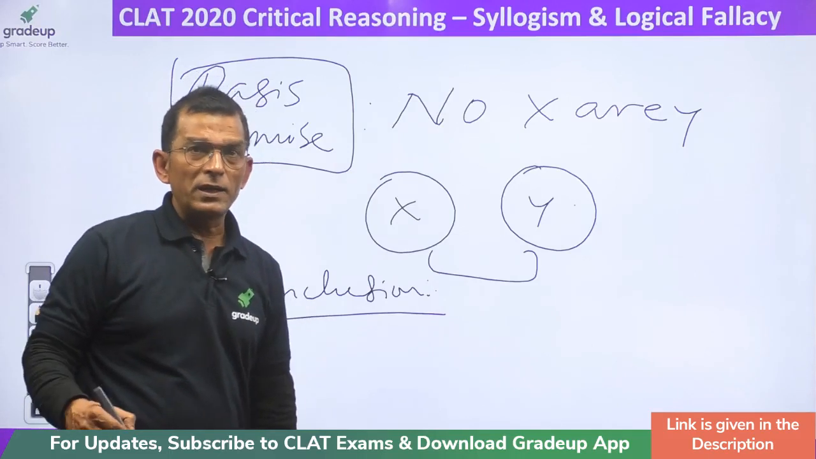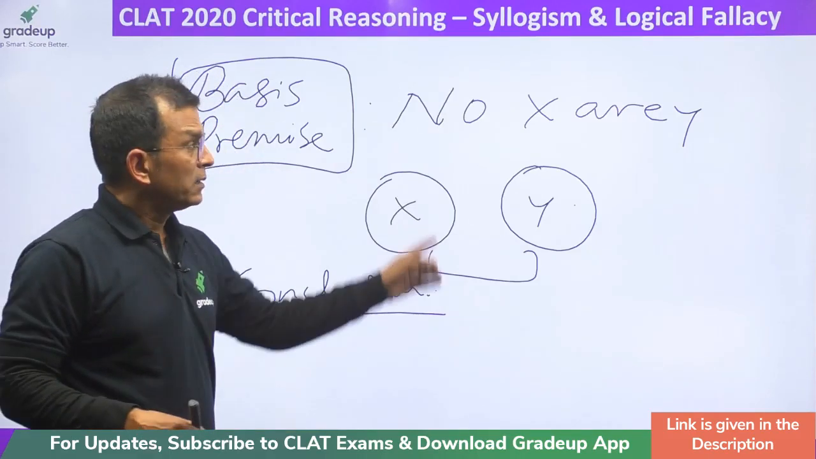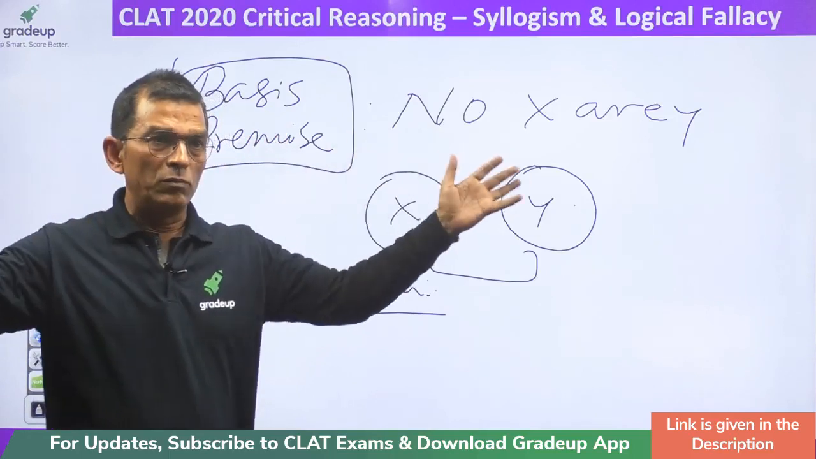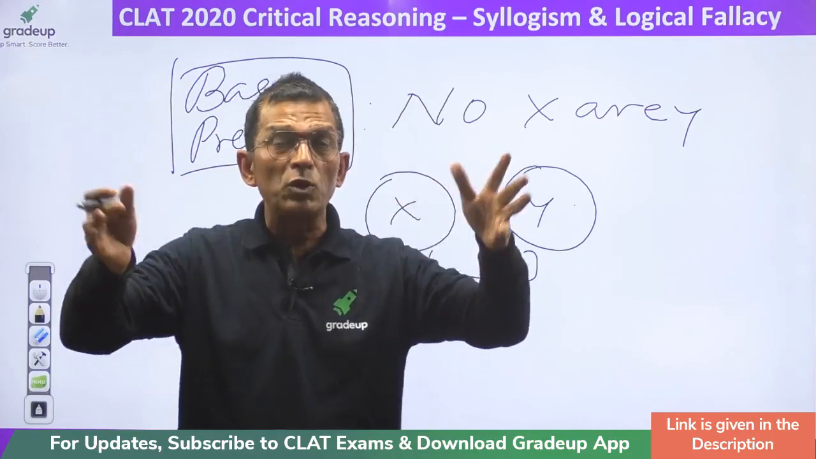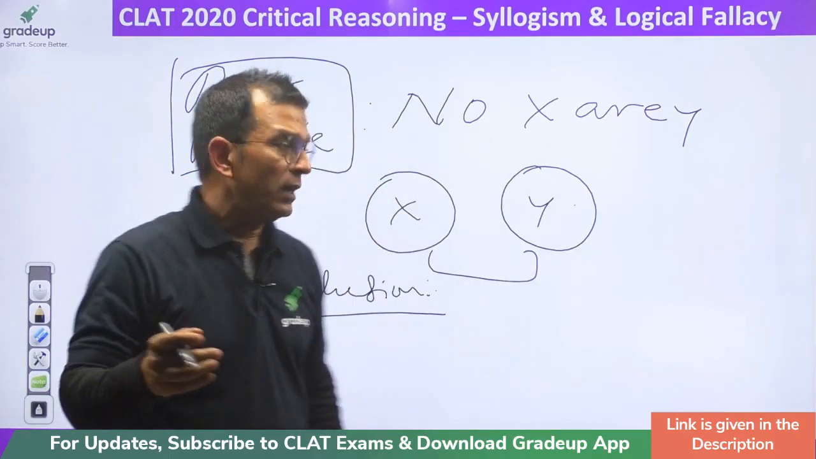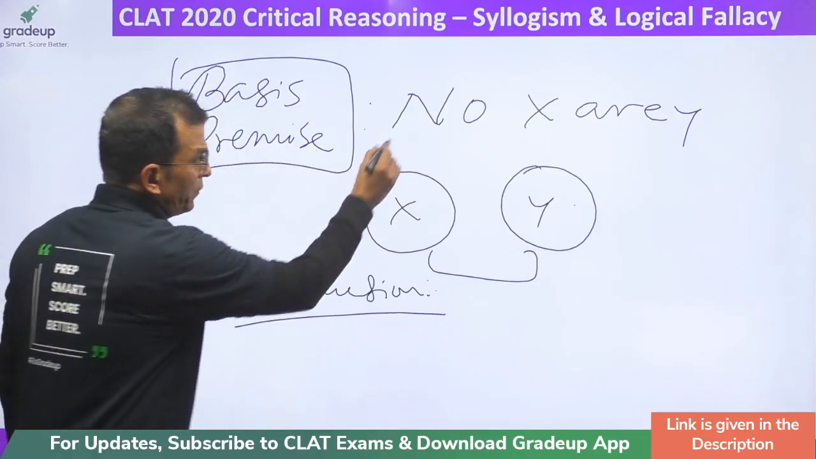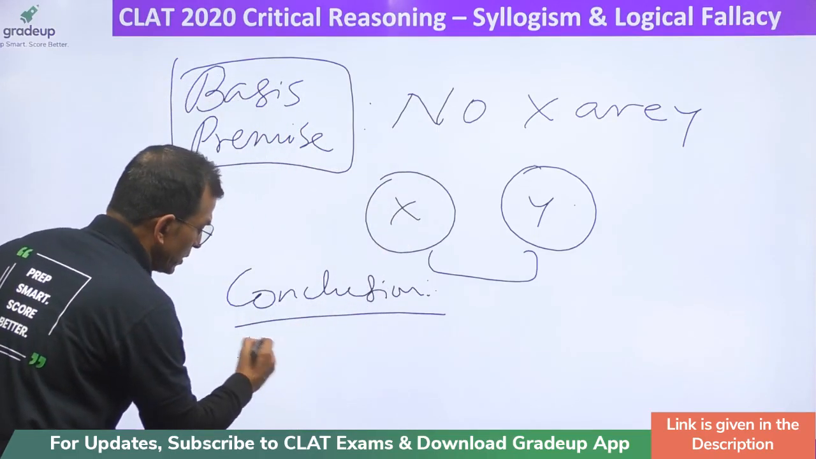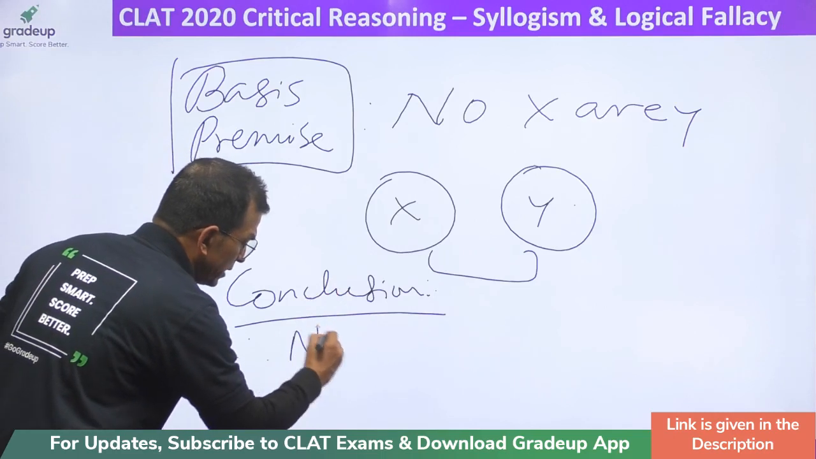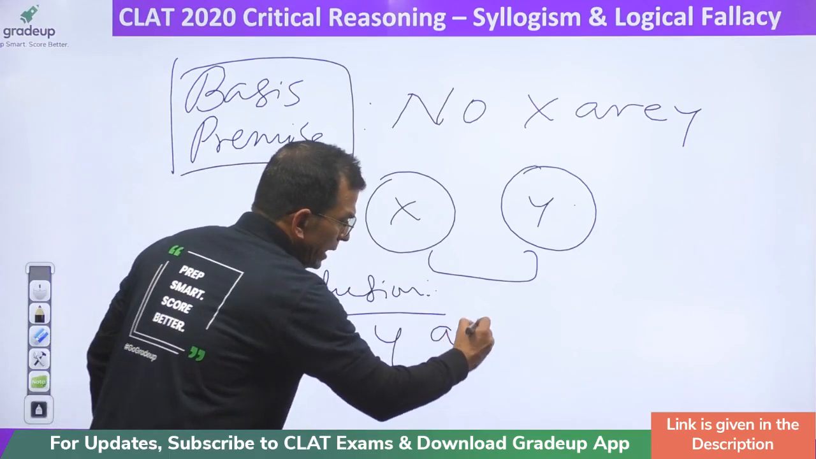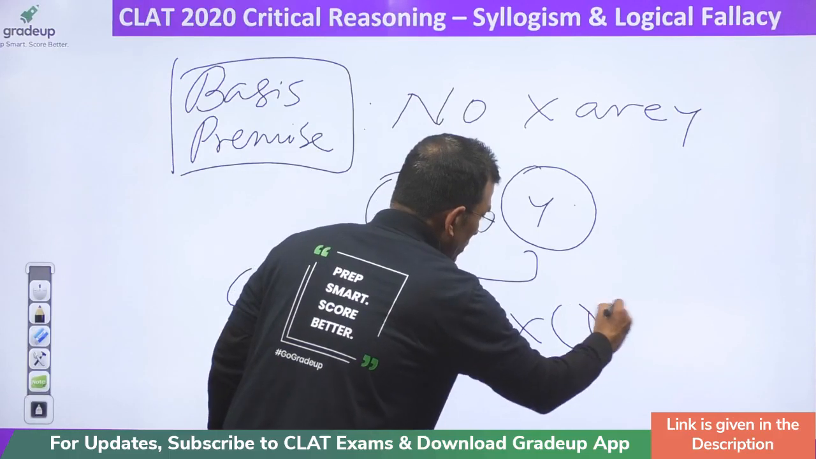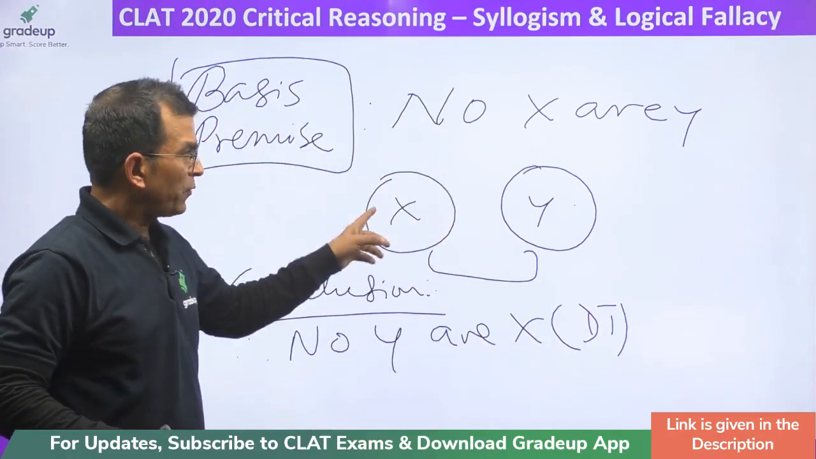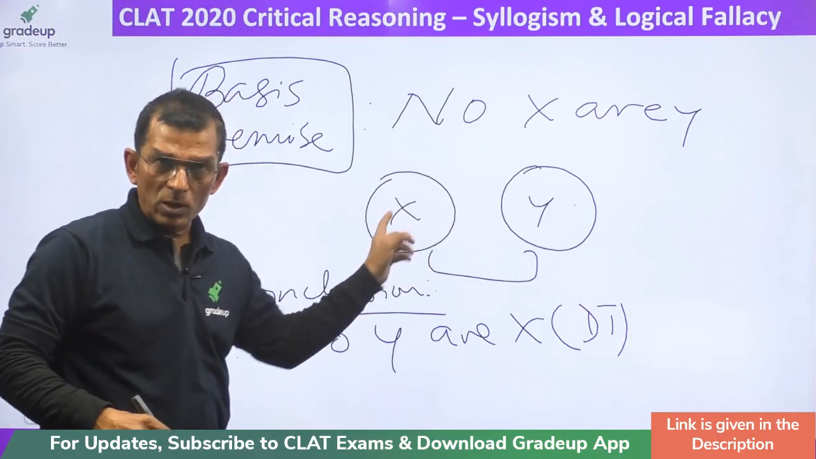Okay, it's a little bit confusing. But Hemant, these diagrams actually give you that freedom to think freely. Yes, we can draw. See, if no x are y, then the first conclusion you can say is no y are x. Now this is definitely true. If no x are y, then no y are x also.